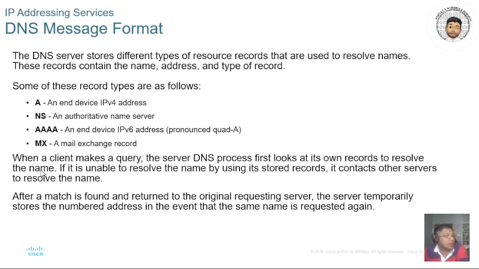MX is a mail exchange record. When a client makes a query, the DNS server process first looks at its own records to resolve the name. If it is unable to resolve the name by using the stored records, it contacts other servers to resolve the name. After a match is found and returned to the original requesting server, the server temporarily stores the numbered address in the event that the same name is requested again. So that's why when you request a new website that you rarely open, or you never opened before, it takes some time to load, because it is requesting the IP address from the DNS server.